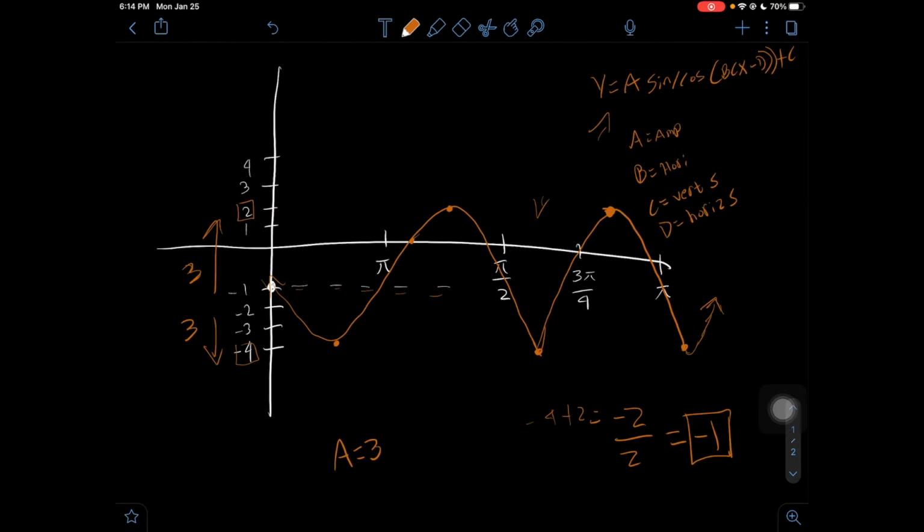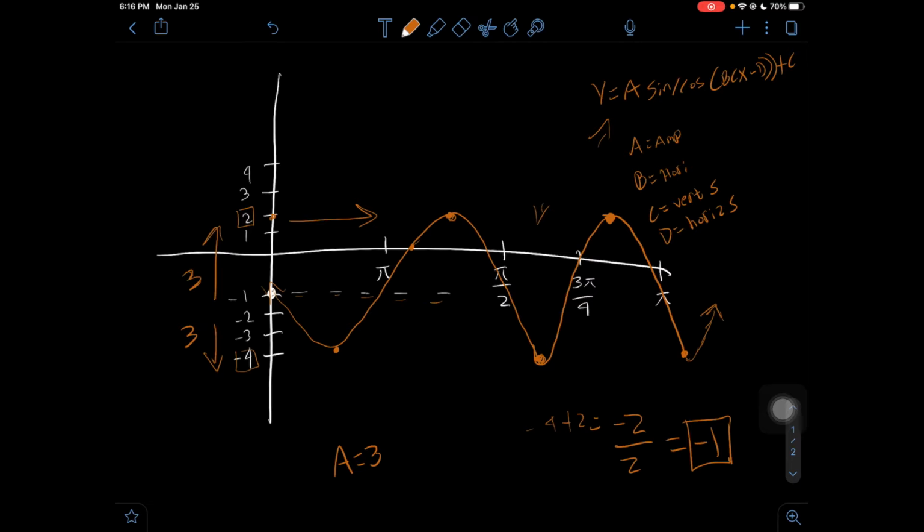Now, let's try to determine our b, or our horizontal stretch. Well, we're going to do that by finding our period. In order to find the b value, we want to see our period, because we know that our period is equal to 2 pi over b for sine and cosine functions. And now, we can try to find our period.